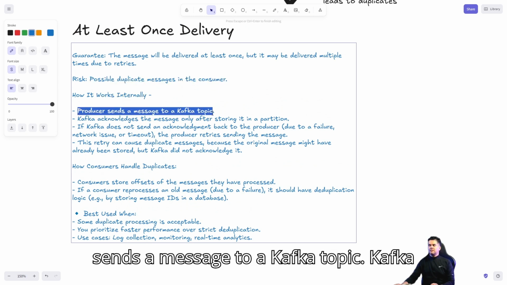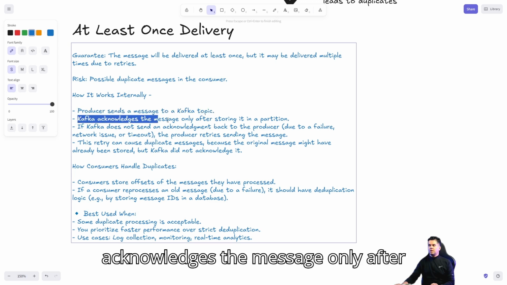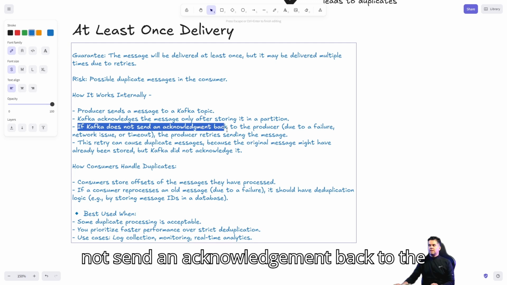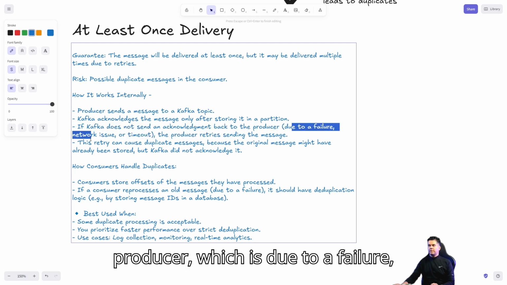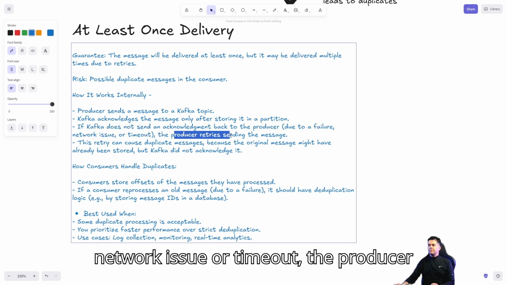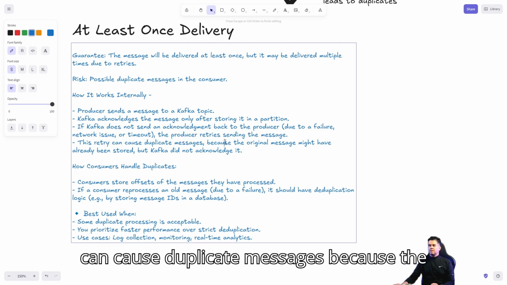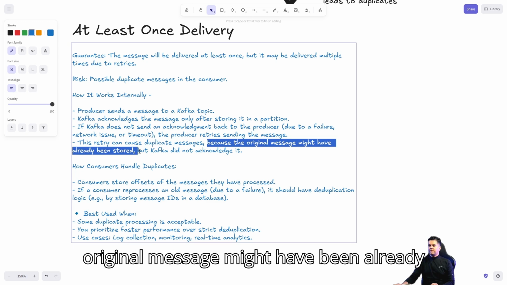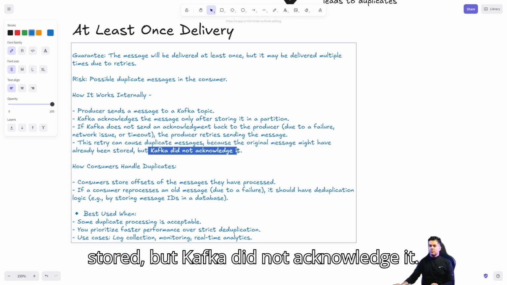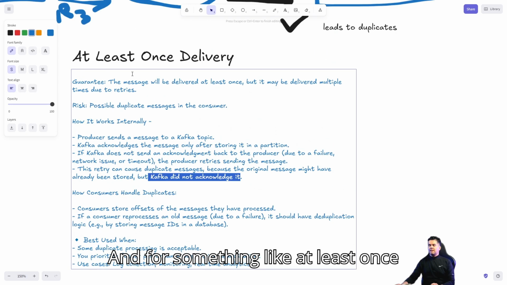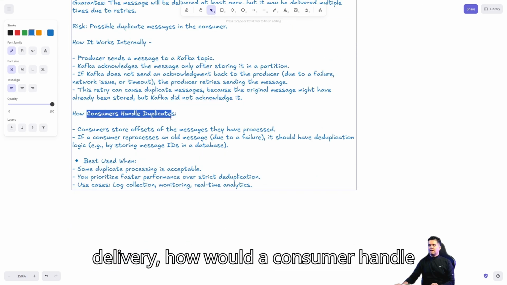Producer sends a message to a Kafka topic. Kafka acknowledges the message only after storing it in a partition. If Kafka does not send an acknowledgement back to the producer, due to a failure, network issue, or timeout, the producer retries sending the message. This retry can cause duplicate messages because the original message might have been already stored, but Kafka did not acknowledge it. And for something like at least once delivery, how would a consumer handle these duplicates?